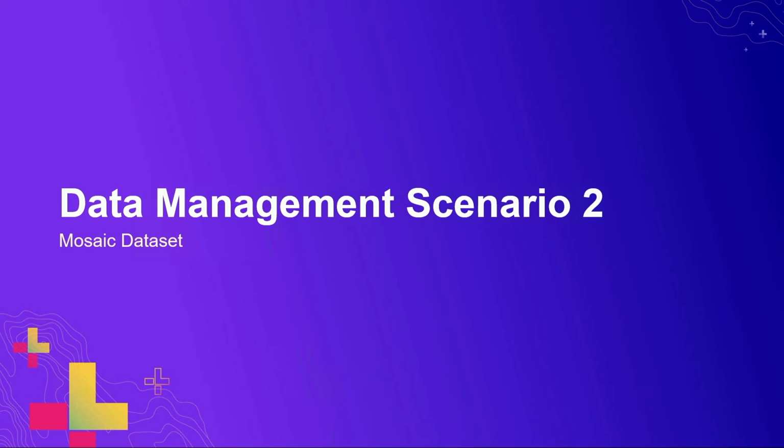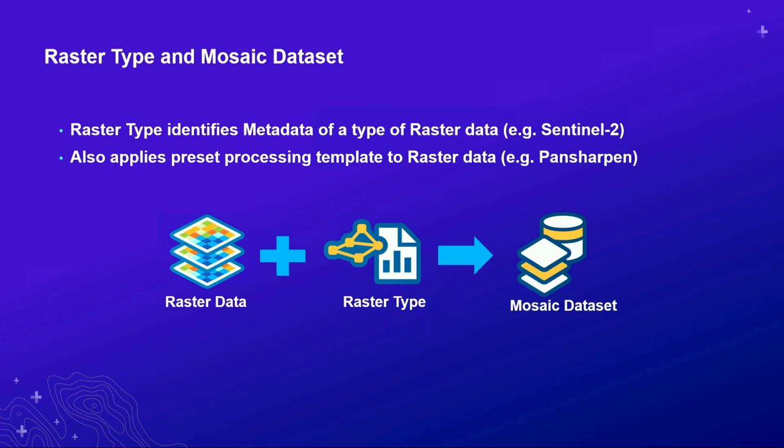Now the next scenario I want to talk about is how to manage your data using Mosaic datasets. As I mentioned earlier, a Mosaic dataset is a really powerful tool to manage a collection of imagery. In order to manage a collection of imagery through a Mosaic dataset, we have to introduce this concept of raster type. As I mentioned in this overview, we support over 100 different raster formats and 30 different raster types that were captured by all these different types of sensors.